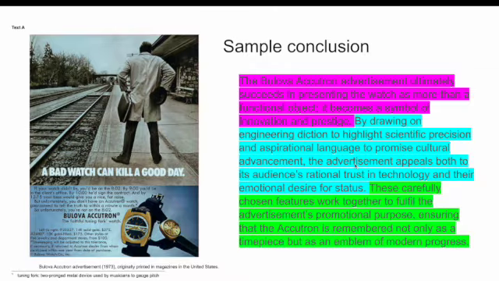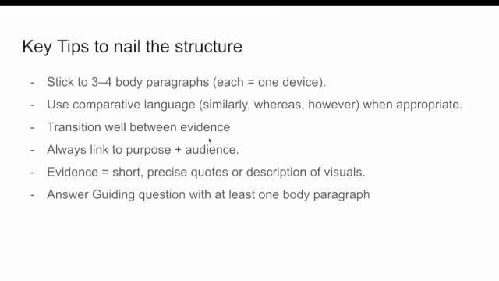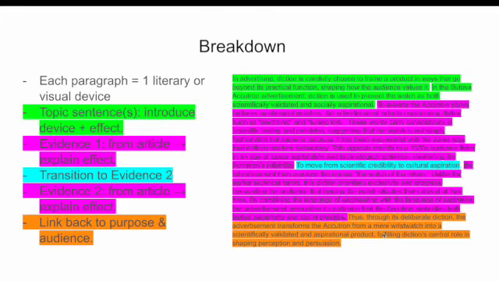And the next thing is transition well between the evidence. That blue sentence that I just showed you is extremely important to reach the top mark bands because it creates a smooth flow between the paragraphs and within the paragraphs, and it helps structure it really well. Always link to the purpose and audience. So this orange sentence over here is extremely important. So create a circular flow. Make sure that you end where you started so that it all wraps up really nicely.